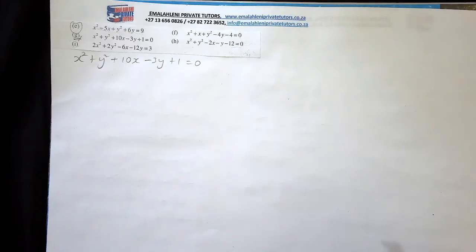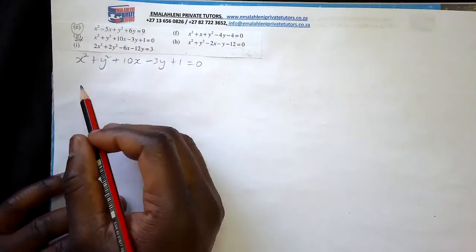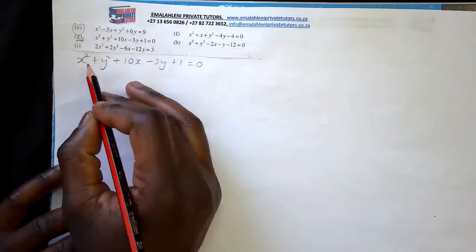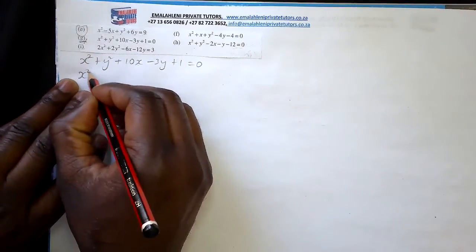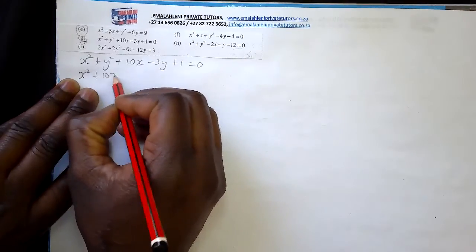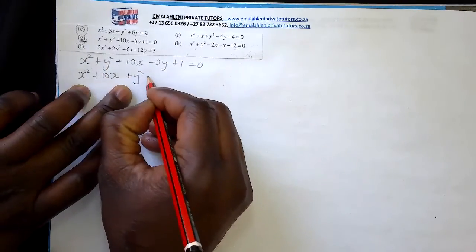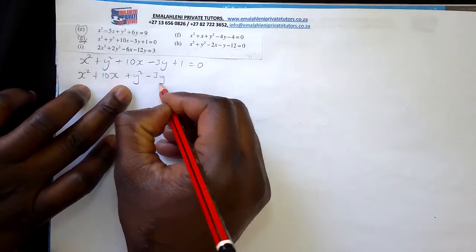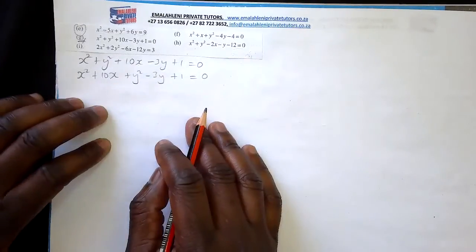Okay, so here let's look at what we have. What we are going to do first is rearrange, so we are arranging the x's: x squared plus 10x, then taking the y's, plus y squared minus 3y, plus 1 is equal to 0. Okay, now what do we do now?